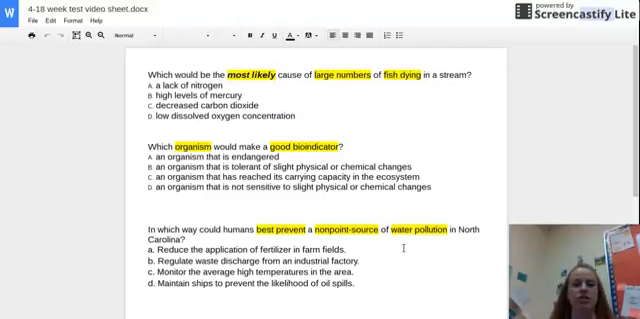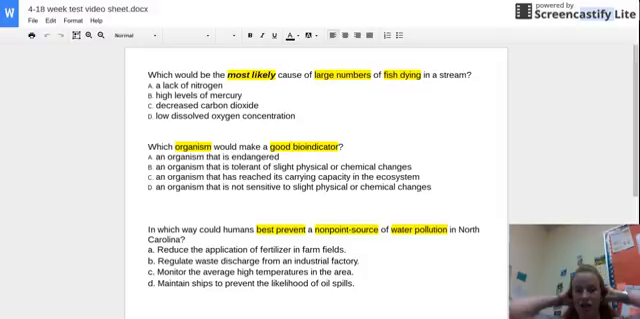So the first question we're going to look at says, which would be the most likely cause of large numbers of fish dying in a stream? I underlined already what was the most important: most likely, large numbers of fish dying. Before I even look at my answer choices, I'm going to think about what I know about water quality. I know there are certain things like dissolved oxygen, temperature, turbidity, or pH that would all be good reasons; if any of those are off, it could cause harm to organisms living in the water. So I have A, lack of nitrogen, B, high levels of mercury.